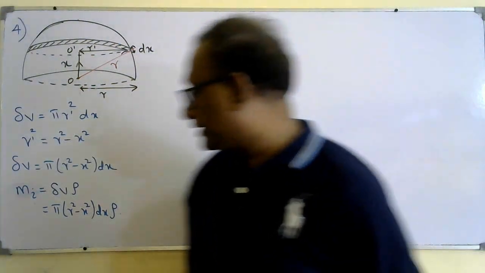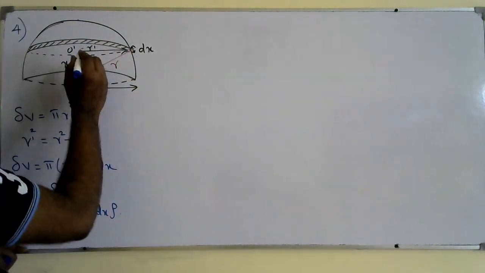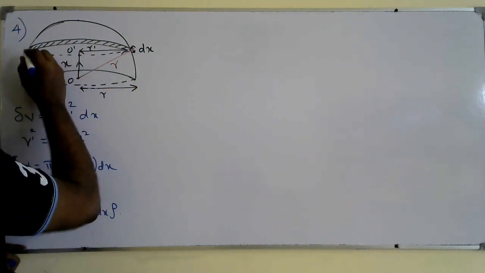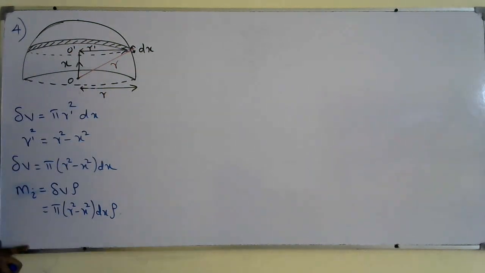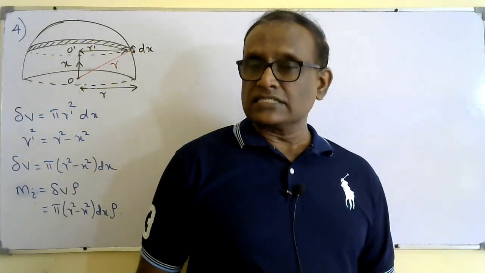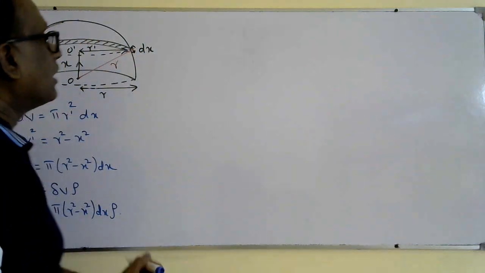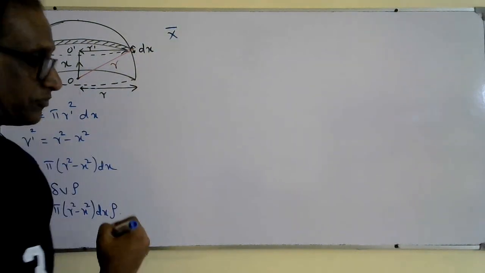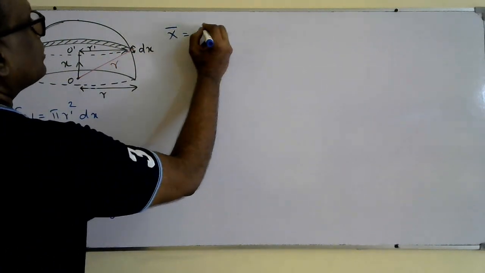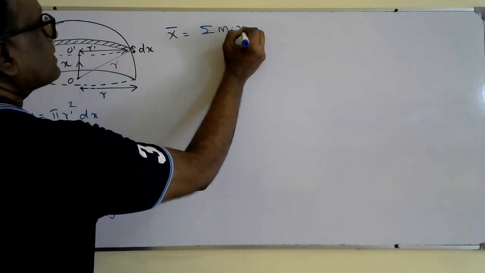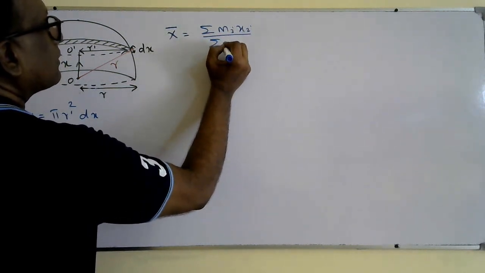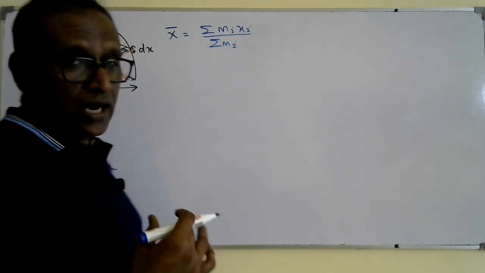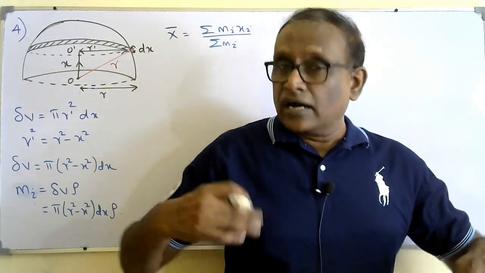So I can fill this whole hemisphere with several disks from O to the top. The center of mass of this disk from O is x. So I'm going to use the equation x bar, the center of mass of the hemisphere, is equal to sigma mi xi over sigma mi. Sigma mi means the mass of several disks added.